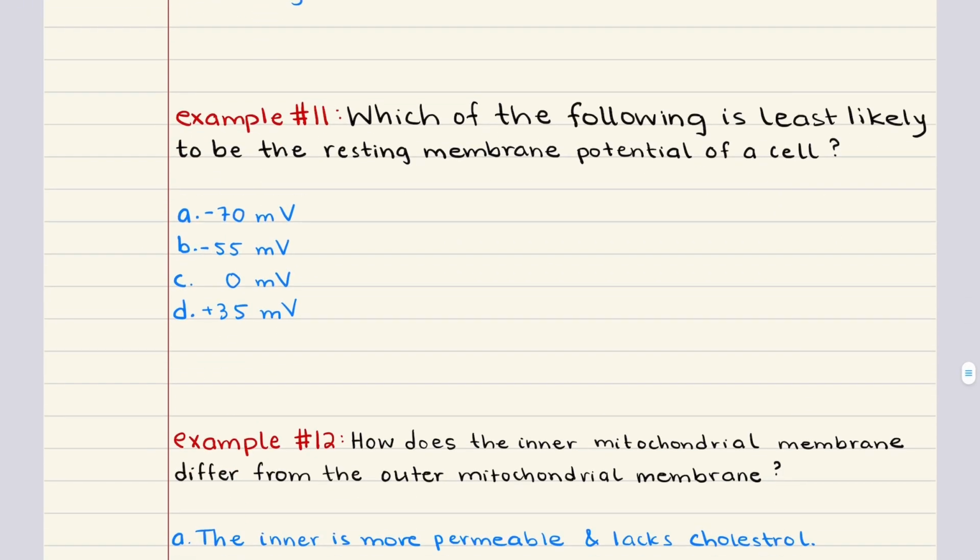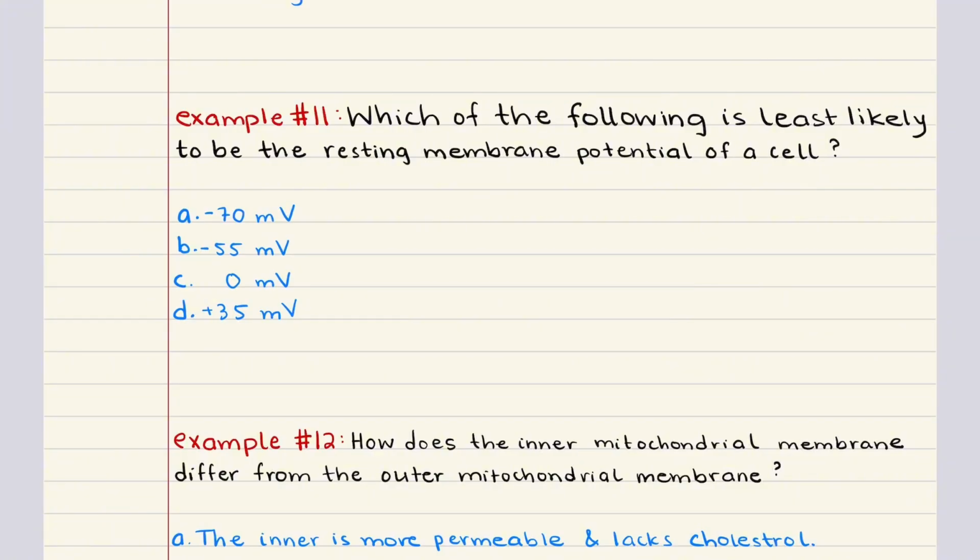Problem 11 says, which of the following is least likely to be the resting membrane potential of a cell? A says negative 70 millivolts, B says negative 55 millivolts, C says 0 millivolts, and D says positive 35 millivolts. Cells almost always maintain a non-zero resting membrane potential, typically a negative value, because this electrical difference across the membrane is essential for responsiveness to stimuli. The resting potential stores electrochemical gradients that ion channels and signaling molecules rely on to function.